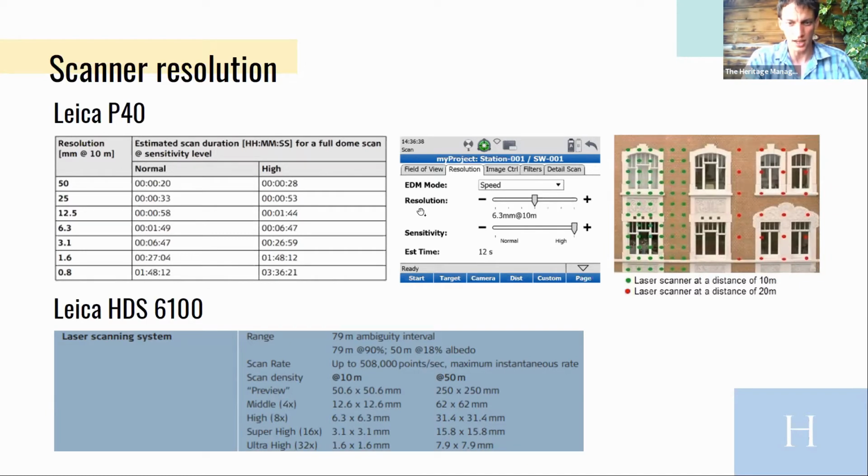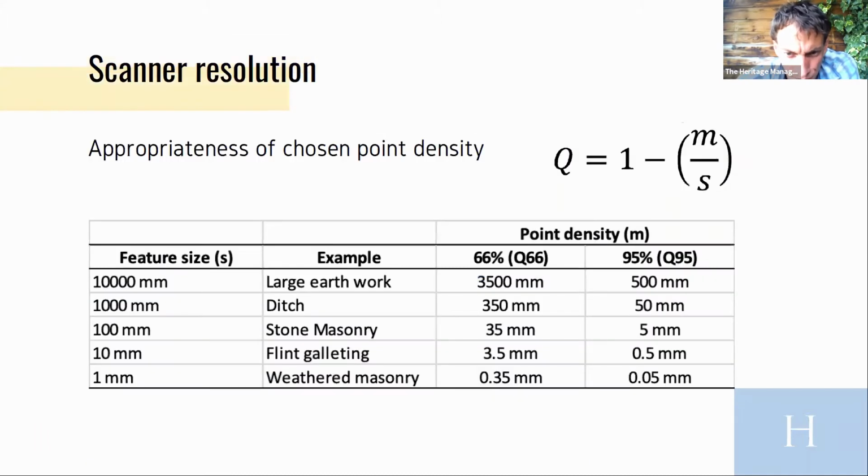And important to keep in mind here is that the resolution is expressed as a distance, so a point spacing as a function of a certain distance from the scanner to the object itself. And actually, this is also what you will find in many of the specifications of the laser scanners. So if you go to the Leica P40, Leica HDS 6100, or the Trimble TX5, for example, you will find these values in the specifications with certain resolutions.